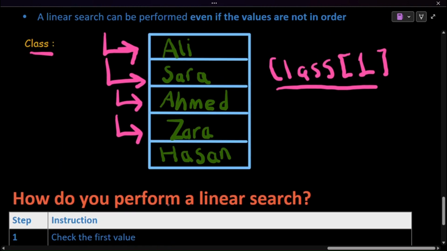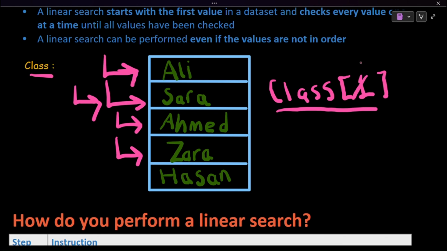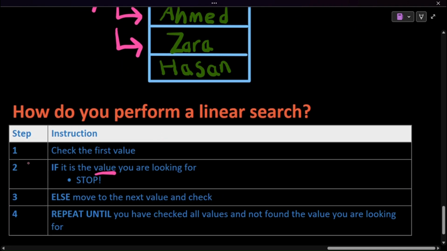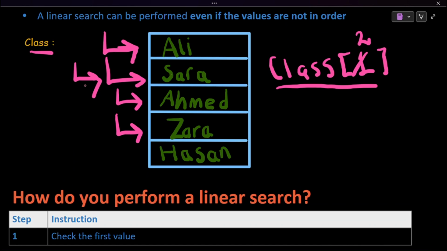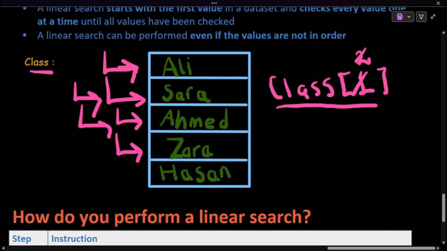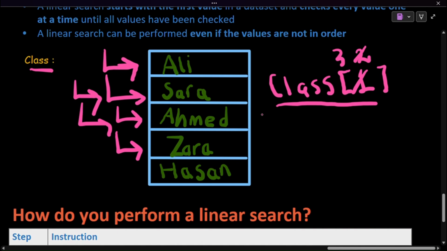Move to the next value means we are going to move to the second position of the class. We did not find it at 1, so we are going to move to the second position. Now we are going to check again, is this Zara? Is this the target value that I'm finding? Again, it's not. Then we are going to move to the next value again. So it will be the third position of the class. Now it's Ahmed, but it's still not the value that I'm finding. It's not Zara. Then I'm going to move to the next value, which is the fourth position of the class.